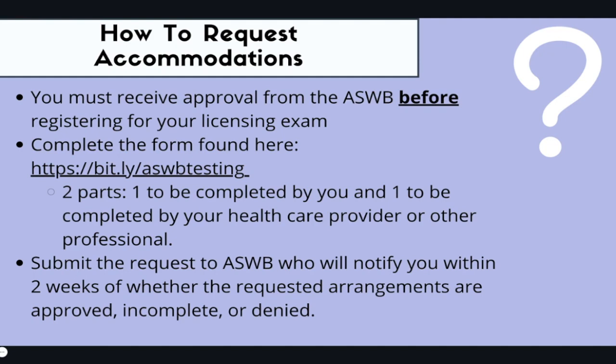You then want to submit your request. It's paperwork to the ASWB, and then they should notify you within 2 weeks. I would say give or take. With COVID, things have been backed up a little bit, and they will either approve your accommodation, say your accommodation information is not complete, or deny. If you are denied an accommodation, I would suggest reaching out to the board directly and asking for more information about why you have been denied, because maybe there was a reason, or maybe you need to go back to your provider and maybe there's some clarification needed.